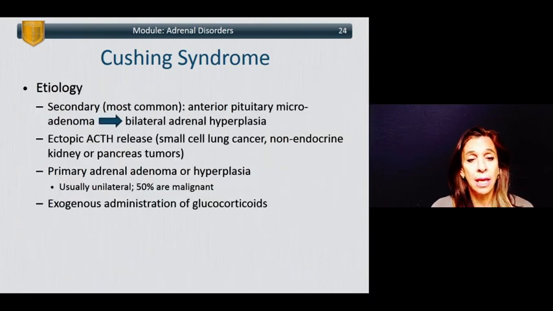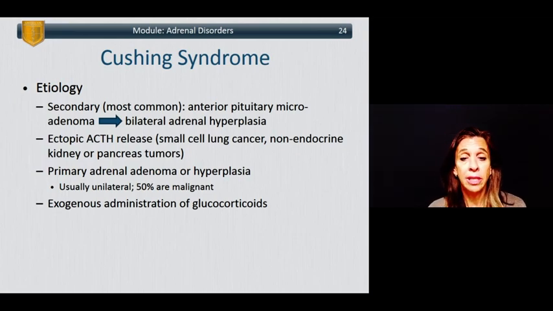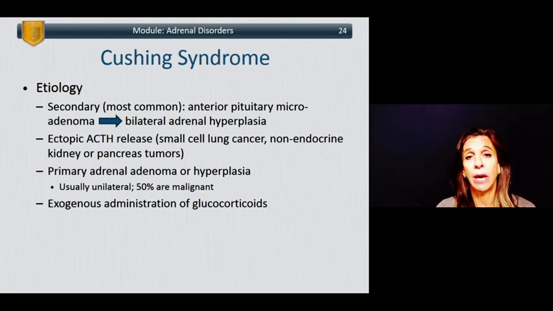The etiology is most commonly secondary, and this is due to an anterior pituitary microadenoma driving the adrenal glands and causing bilateral adrenal hyperplasia. Ectopic ACTH release, released from sources outside of the pituitary, related to small cell lung cancer or non-endocrine kidney or pancreatic tumors, can cause Cushing syndrome. Primary adrenal adenomas or hyperplasia cause Cushing's. Usually these are unilateral. About 50% of them are malignant.